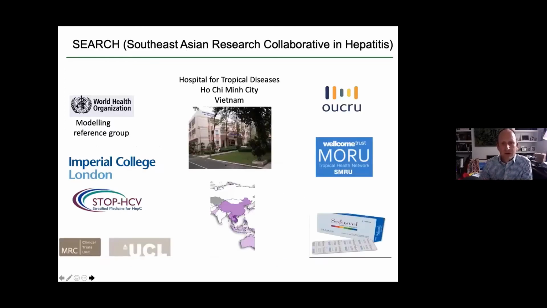And for us, this has meant moving to a collaborative work in Asia, particularly in Ho Chi Minh City, with an excellent group there, and developing some strategic trials, not least because there's a high proportion of patients with genotype 6 for whom we have relatively little data.